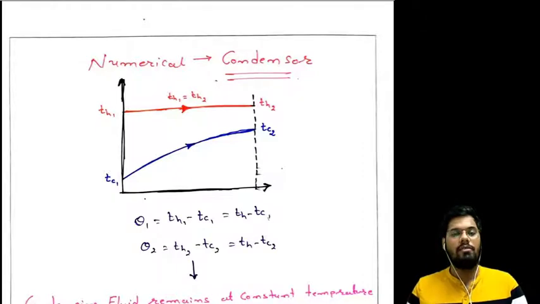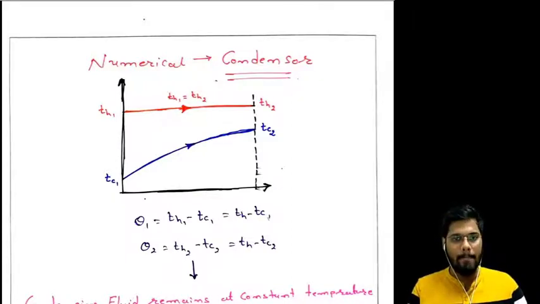Remember, in our classification of heat exchanger lecture, we have classified heat exchanger according to physical state of fluid. In that classification, there are two types, condenser and evaporator. So today we are going to learn numerical based on condenser, in which the temperature of hot fluid will always remain same at the inlet and the outlet.